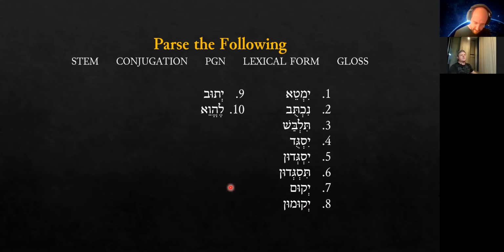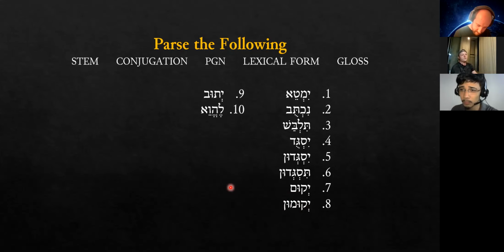Number 10, lehve. Leheve is Peal Imperfect, third masculine singular from hava, which is he was, to be. And the gloss is he will be. The lamed is used to avoid writing yud hey vav hey because hey and aleph are interchangeable in most contexts. So this is a way to avoid saying or writing the name of God.